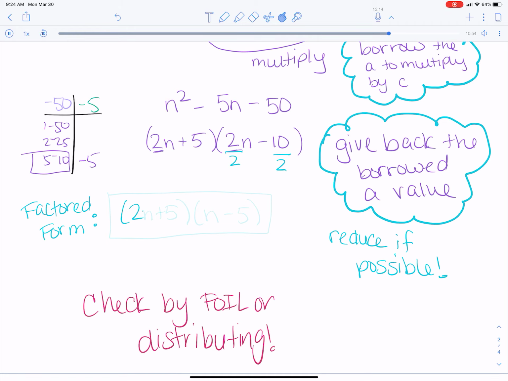So this one stays, the 2n plus 5, and 2 divided by 2 is 1, so I'm left with n, minus 10 divided by 2 is going to be negative 5. So our factored form is 2n plus 5 times n minus 5. And again, you can always check by FOILing it back out.